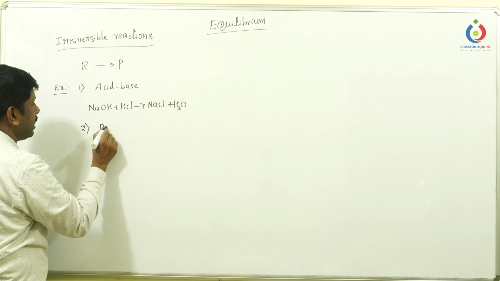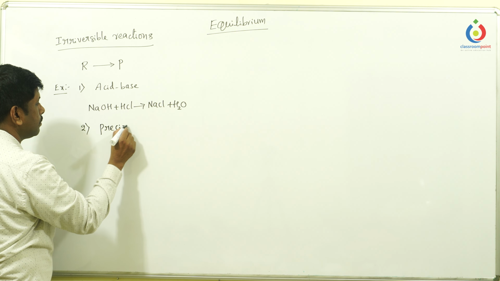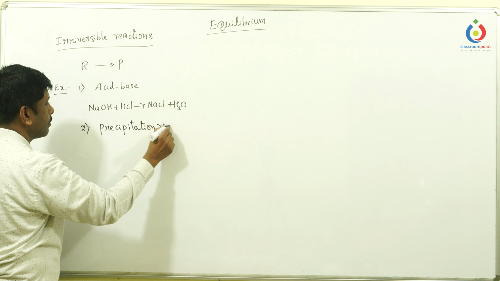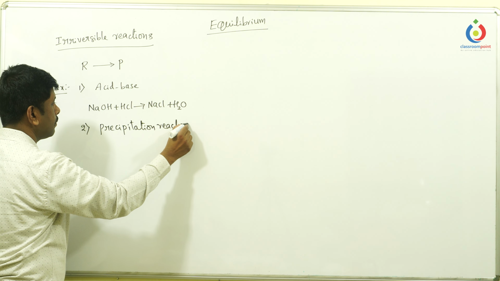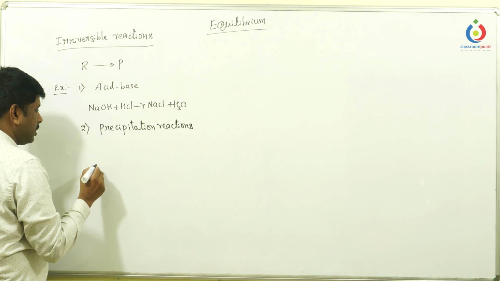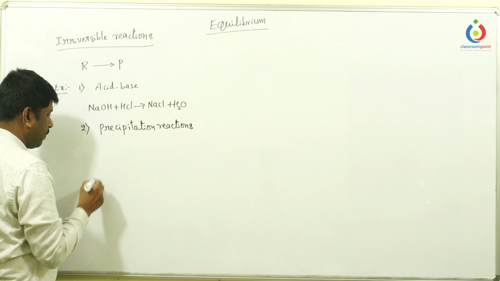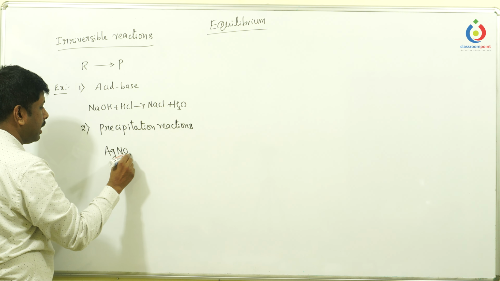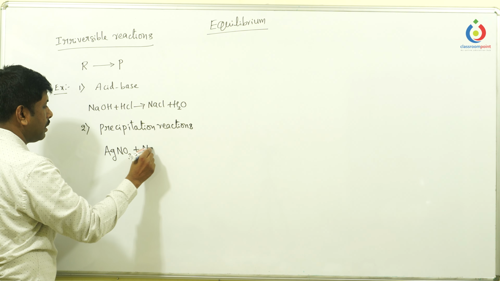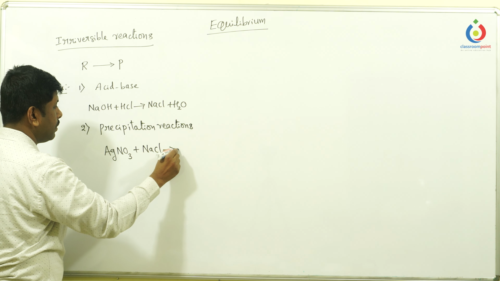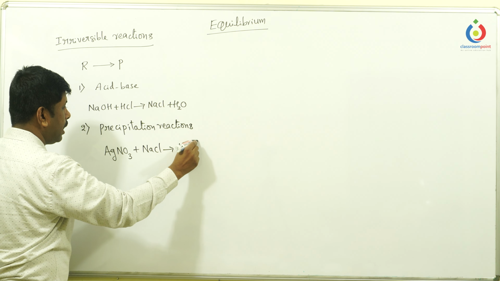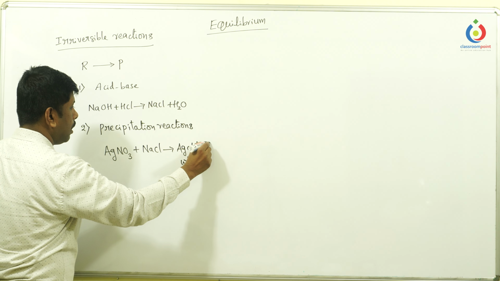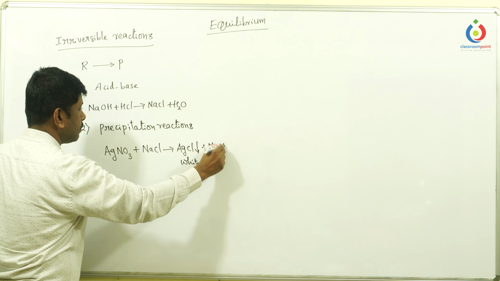Similarly, precipitation reactions. Precipitation reaction means a precipitate will be formed. Example, AgNO3 silver nitrate on reaction with NaCl produces silver chloride white precipitate along with NaNO3.